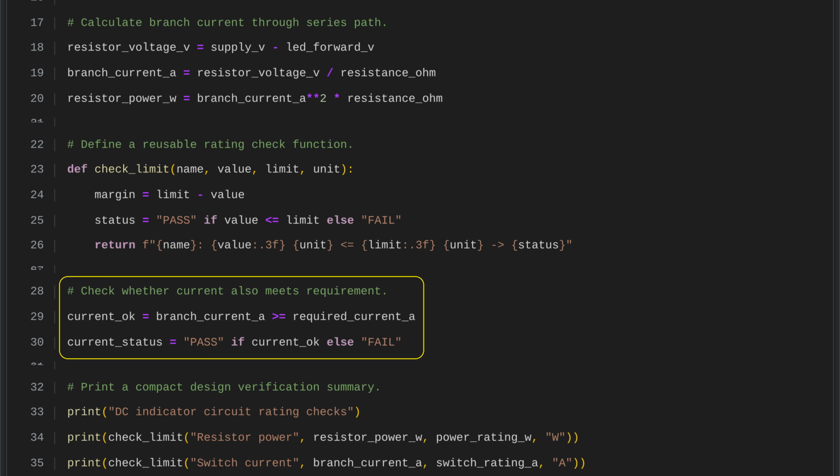The code checks whether the circuit's branch current meets or exceeds the required current. If it does, the current status is marked as passing. If not, it is marked as failing. This provides a quick way to confirm whether the circuit satisfies its current specification.